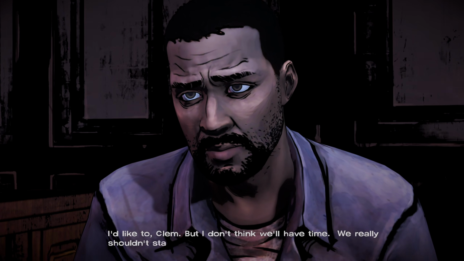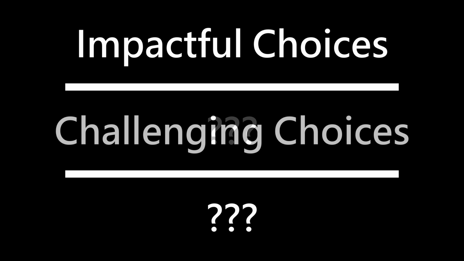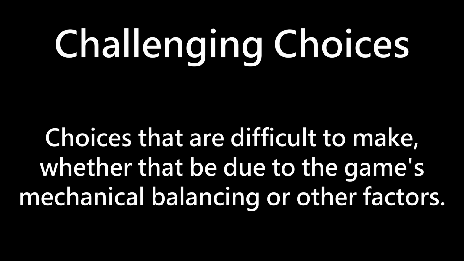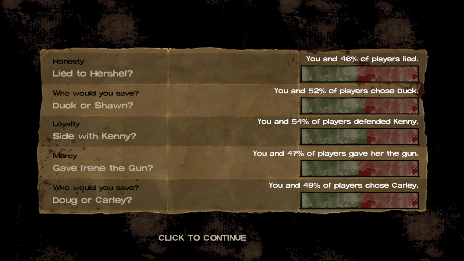The Telltale games are also the perfect example to use for the next sort of choice I'd like to talk about, which are challenging choices. These choices are simply those that are well balanced in each option's opportunity cost, or are otherwise conflicting due to factors like uncertainty or player investment in the story, resulting in a choice that's difficult to make. The Telltale formula specifically highlights these sorts of choices by providing a breakdown of what percentage of players picked each option at the end of each episode. This gives us more quantifiable data for how challenging these choices can be, as many of them hover around 50% for either option.